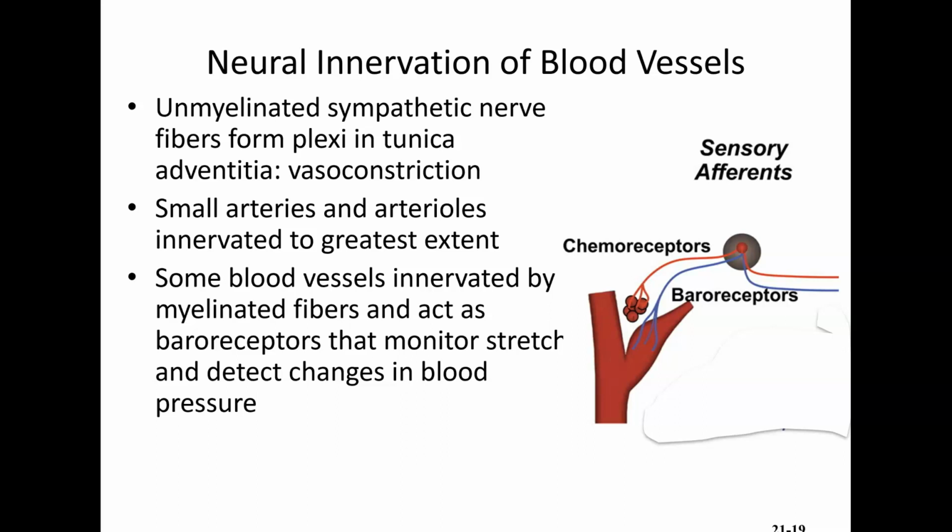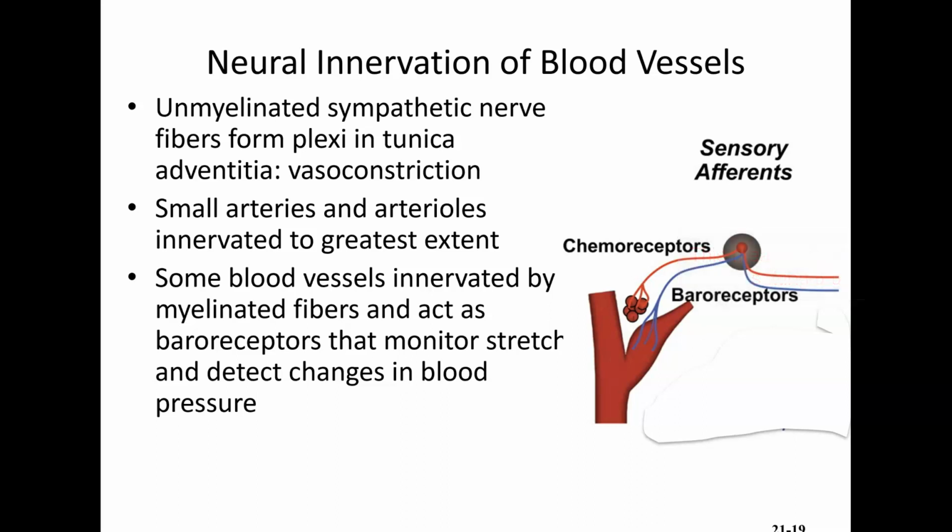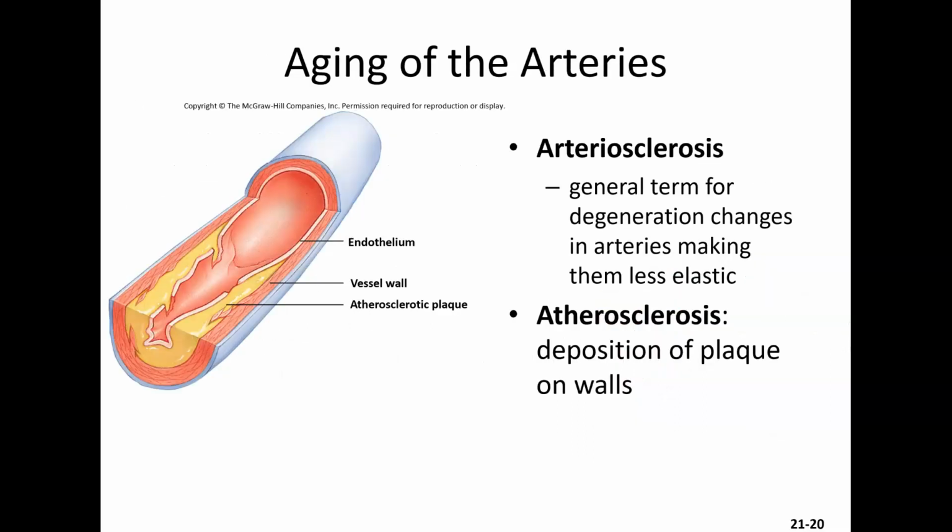And when stimulated, they will vasoconstrict. Our small arteries and arterioles are innervated to an even greater extent. And some of our blood vessels are going to be innervated by myelinated fibers that act as baroreceptors, which, if you remember from our chapter 20 lecture, they're going to monitor the stretch within the blood vessel wall and detect any changes in blood pressure.